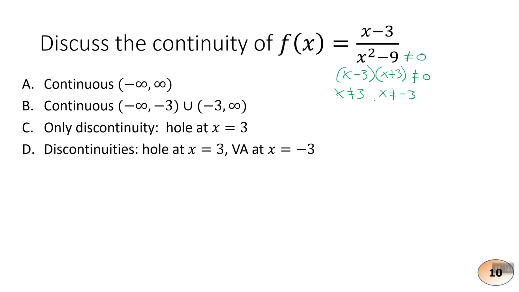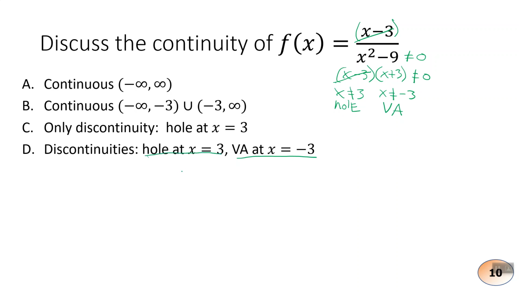So now we want to discuss each one. What's happening at each one of these? Well, on the top we've got an x minus 3, and on the bottom, when we factor it, we've got an x minus 3. So those two are going to cancel. That means this one is a hole. It's removable. This one did not cancel. It's a 0 on the bottom, which means it is a vertical asymptote. So we have a vertical asymptote at negative 3, and a hole at 3.